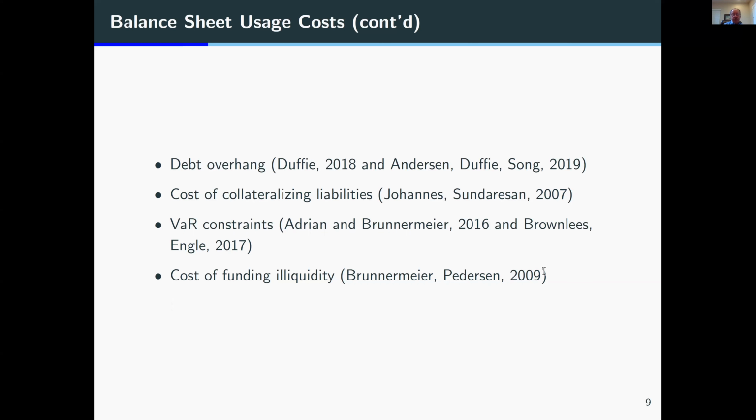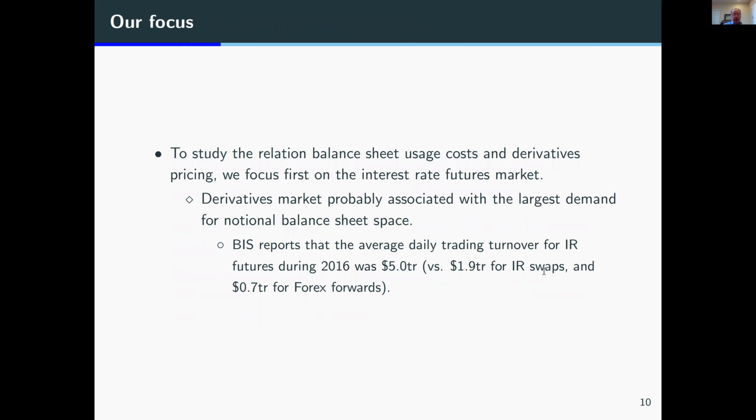Johannes and Sundaresan talked about the cost of collateralizing liabilities in a very pioneering paper. But there are a lot of other types of constraints: VAR constraints, cost of funding illiquidity. So when I'm talking about balance sheet constraints, I'm not just thinking about Dodd-Frank or Basel III since the financial crisis. These are things that might actually go back decades, and that's the evidence that we find.